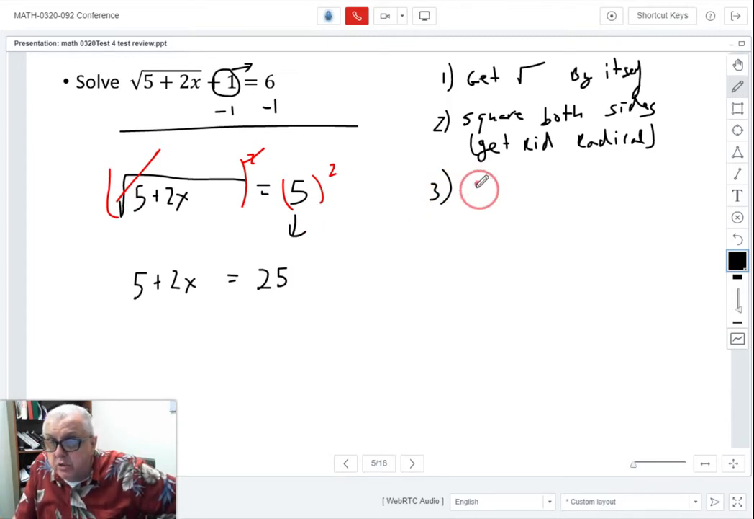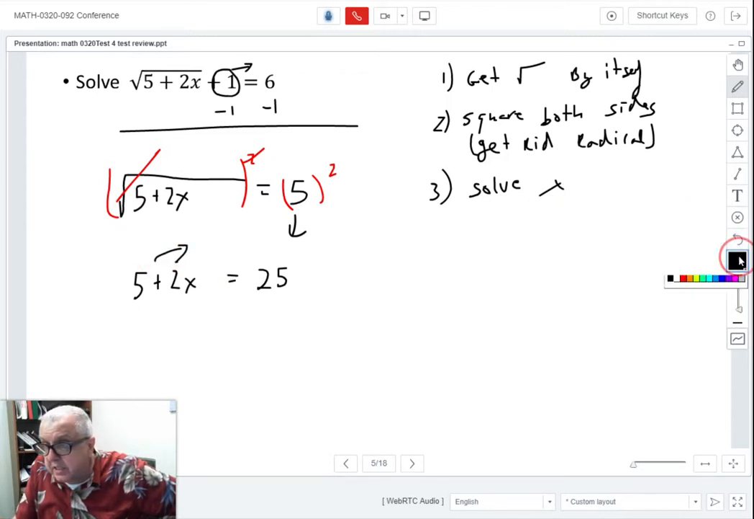And now all we're doing is solving for x, getting x by itself. First, I want to take the 5 to the other side. It's a positive 5, so I am going to subtract 5 from both sides.